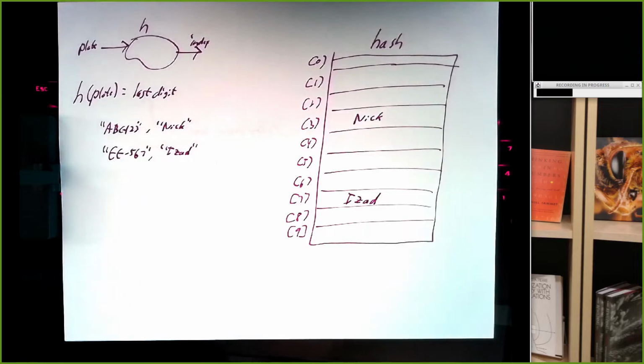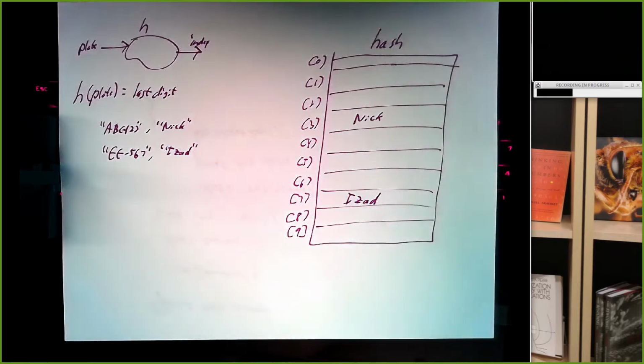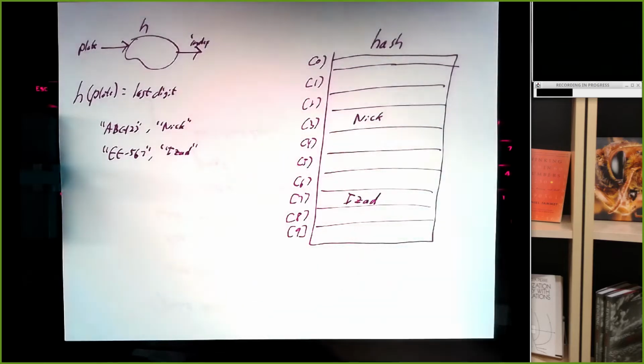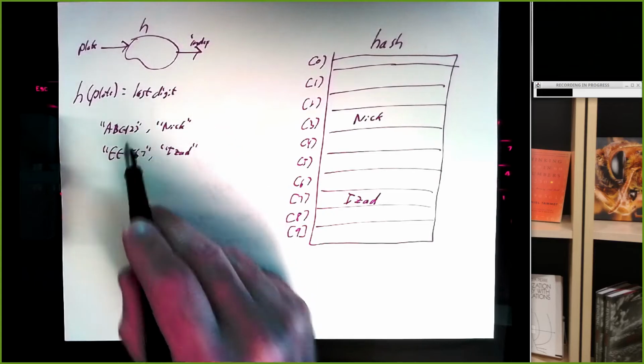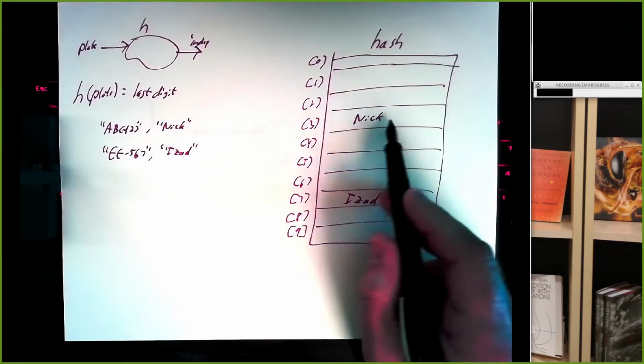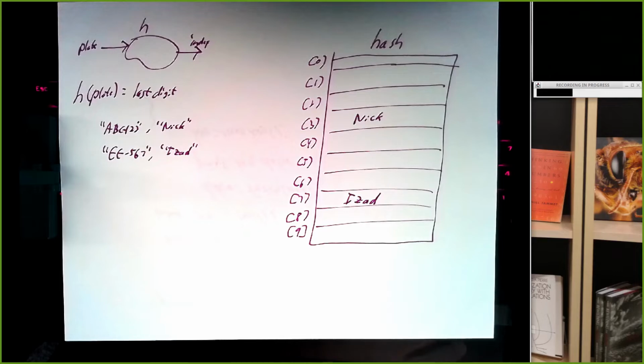Alright, and so far so good. If I've got a license plate like ABC123 and I want to find whose name it is, I don't have to search, right? I just look at that 3, I go directly to location 3 in my array, and bingo, there's my data. It's like magic.